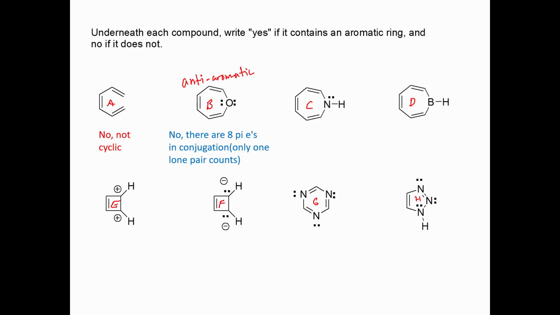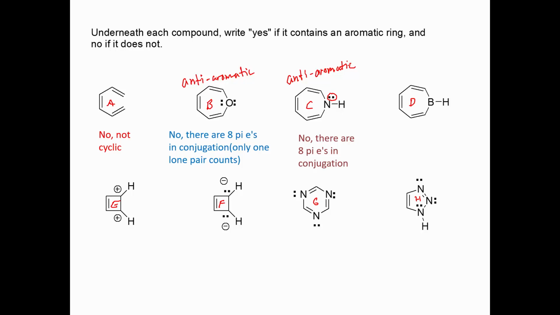All right, the next one is called azepine. It's also an 8 pi electron system. This lone pair here is on a nitrogen with 3 sigma bonds, so it does count in contributing to the pi system. And since it has 8 pi electrons in complete cyclic conjugation, we're also going to give the anti-aromatic designation to that one as well. All right, what about D?